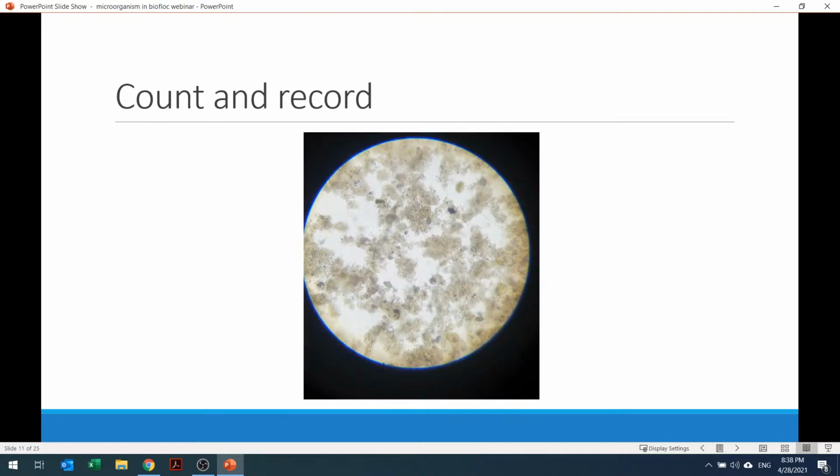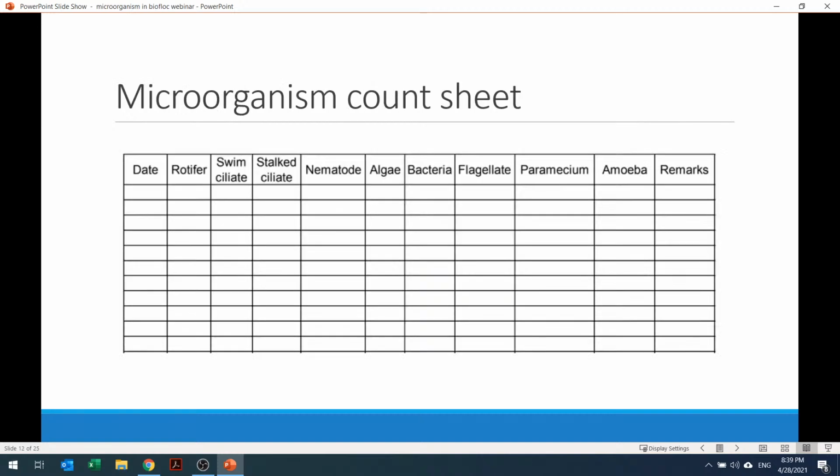The next step is to count and record what microorganisms and how many of them are present on the slide. This process usually takes about 10 to 15 minutes, depending on how good your microscope skill is. This is an example of our microorganism count sheet that we use here. Here on our farm, we do the microscope count twice a week. It is also an important parameter to look at in Biofloc.